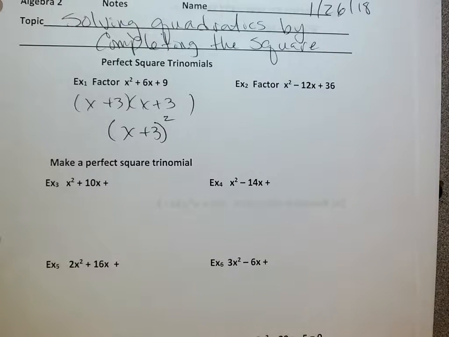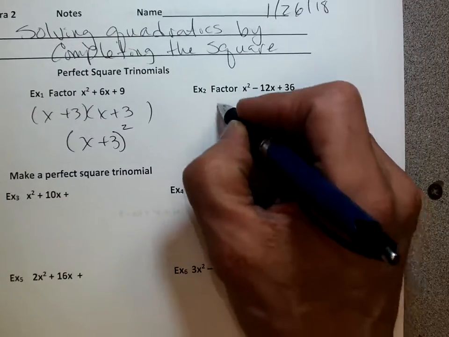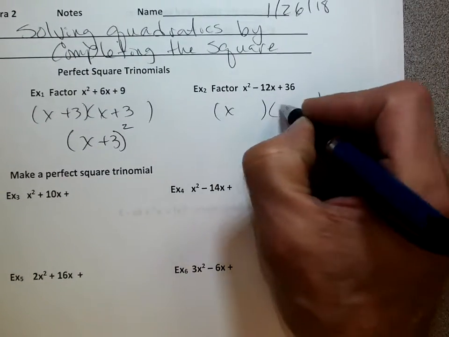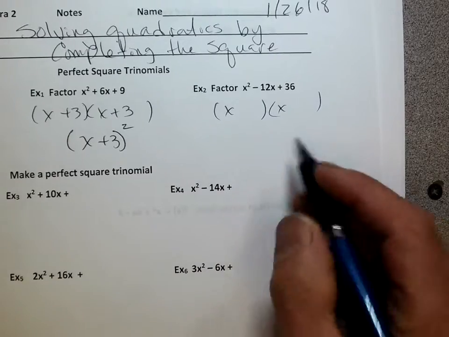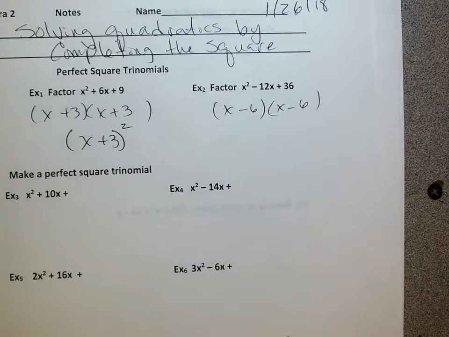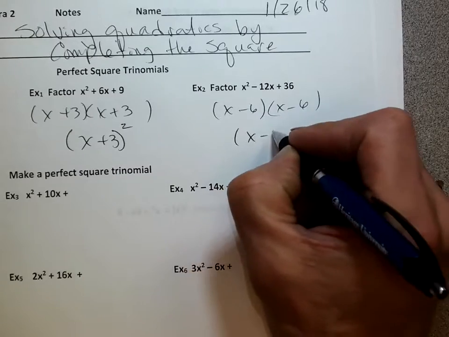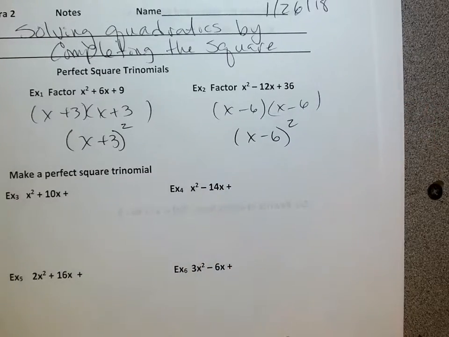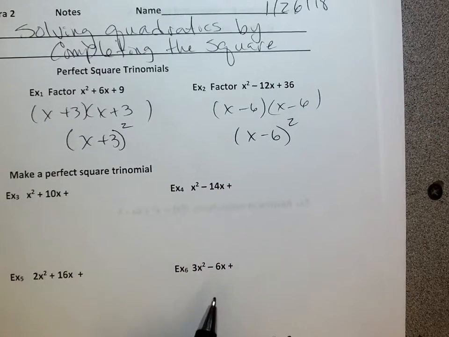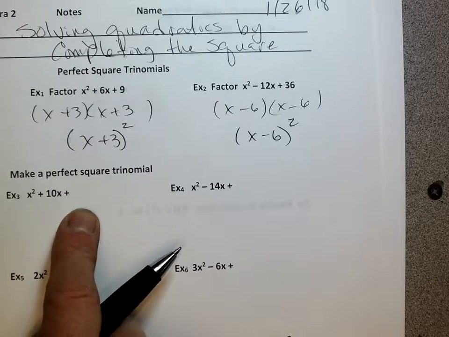Got it? So example 2, if we need to factor this one, same thing, x and x, right? Negative 6, negative 6, everybody agree with that? And then it is also a perfect square trinomial because we can write it as x minus 6 quantity squared. All right, everybody good so far? Now, we want to make this into a perfect square trinomial, okay?